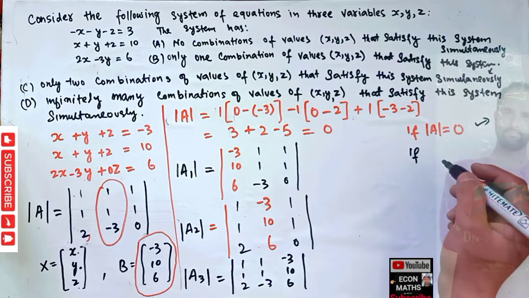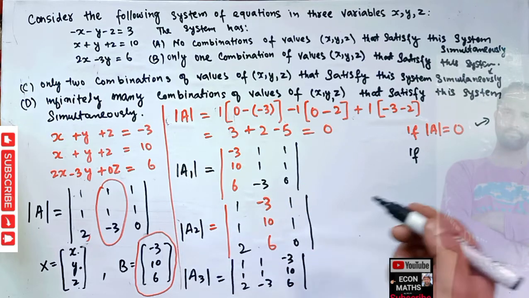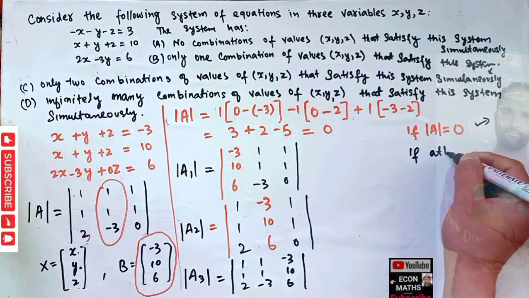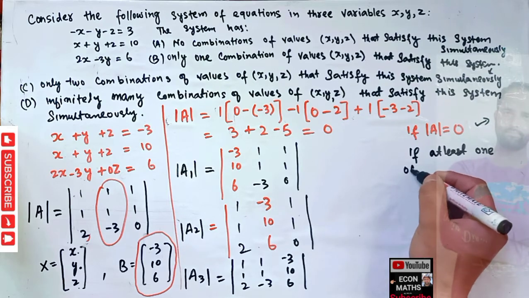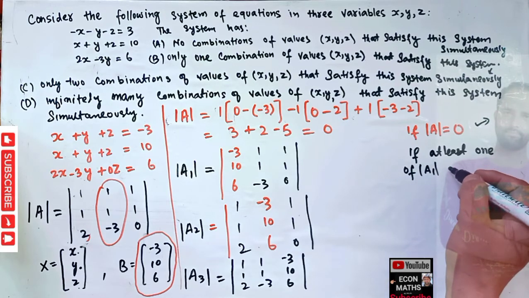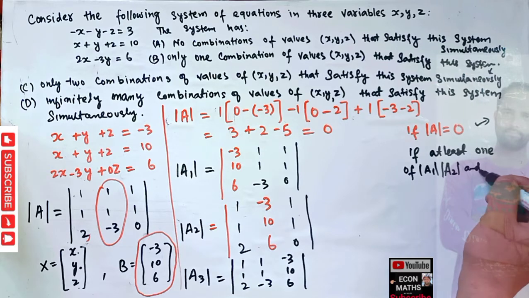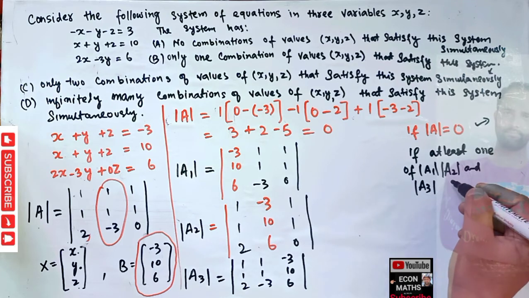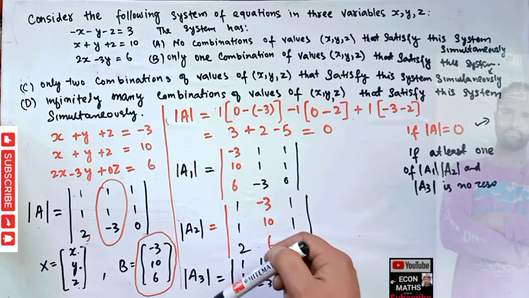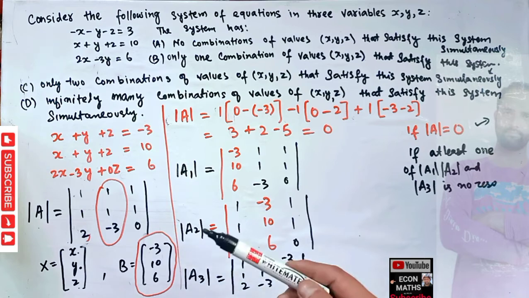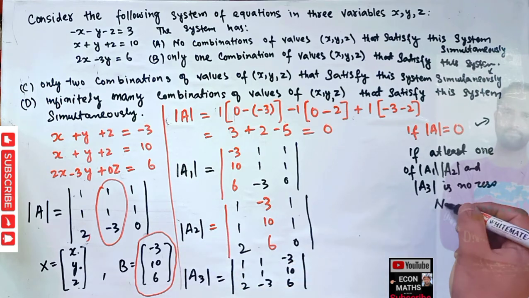Okay, now if I write here, what we can say is, if at least one of a1, a2 and a3 is non-zero, okay, if the determinant is equal to 0, which is the case here, and at least one of these a1, a2, a3 determinants is non-zero, then we have no solution.